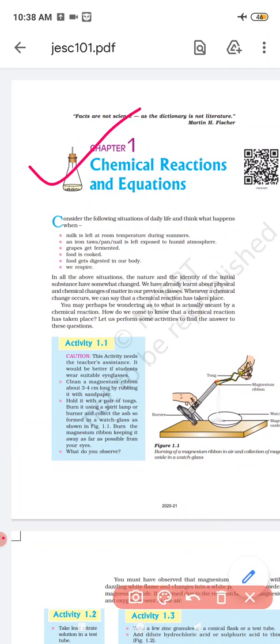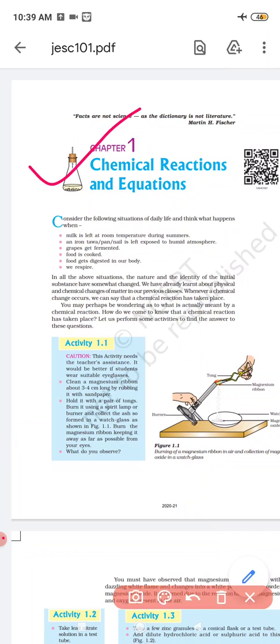In the earlier classes, you have learned about physical changes and chemical changes. Okay, in 9th standard also you learned, right? So chemical change means a change in which a new substance is formed, right? A change which is generally irreversible. Remember that physical changes are reversible, but chemical changes are irreversible.